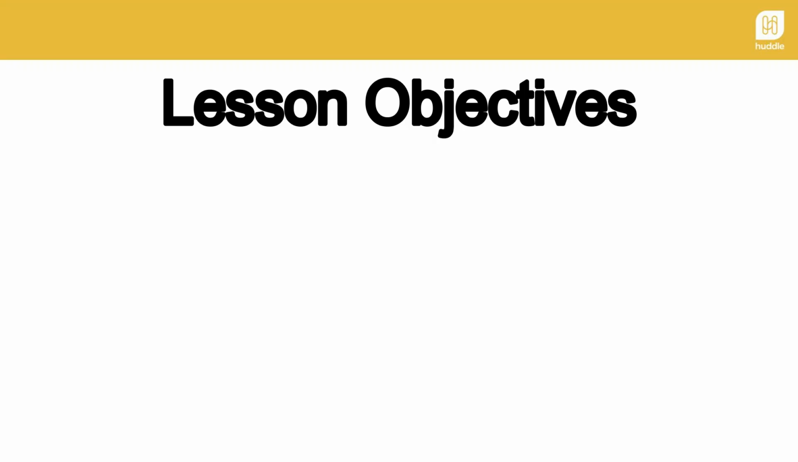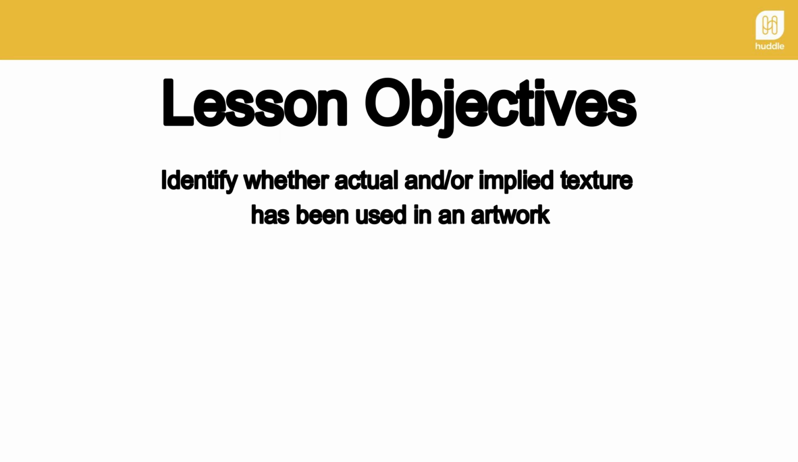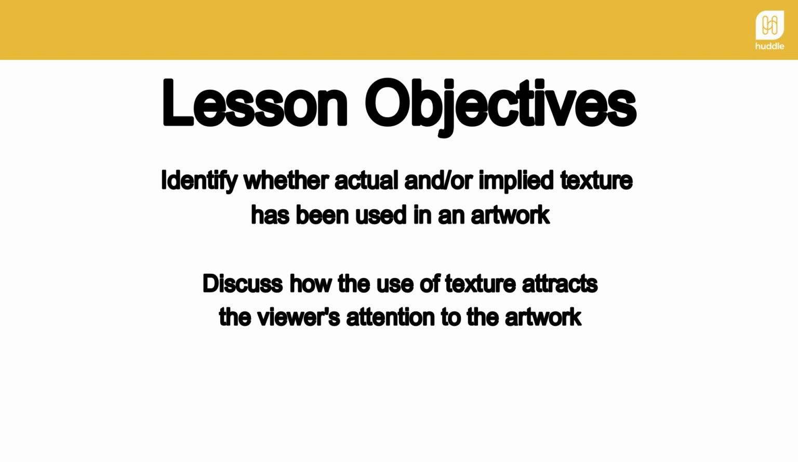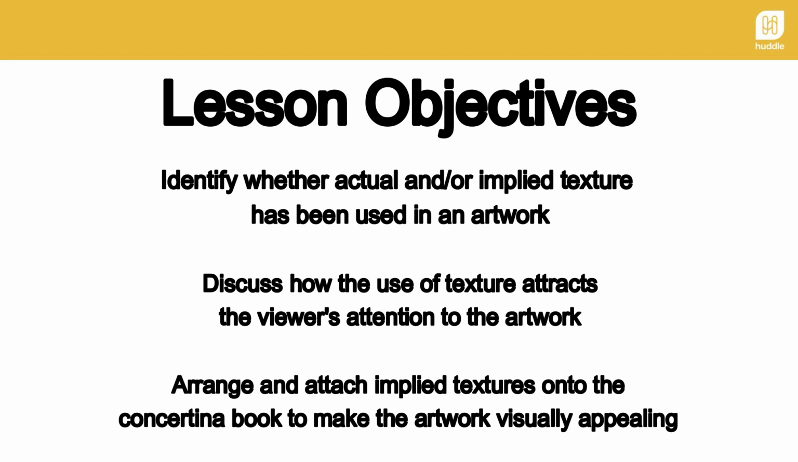The objectives for today's lesson are: identify whether actual and or implied texture has been used in an artwork, discuss how the use of texture attracts the viewer's attention to the artwork, and arrange and attach implied textures onto the concertina book to make your artwork visually appealing.